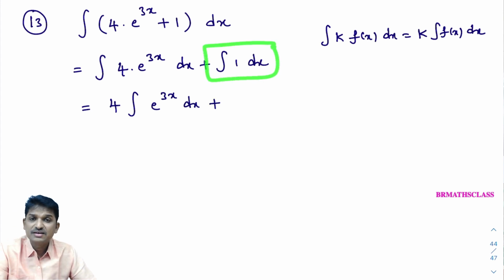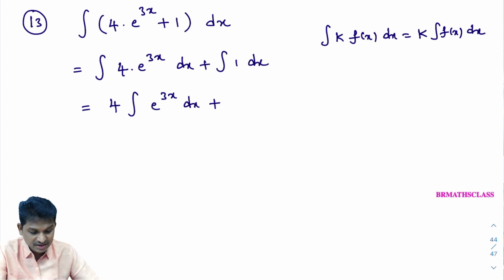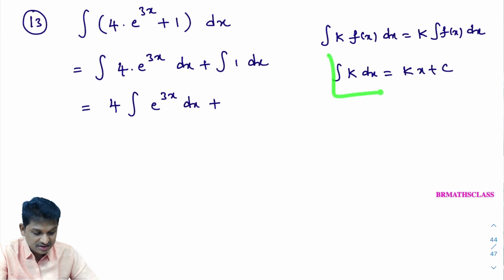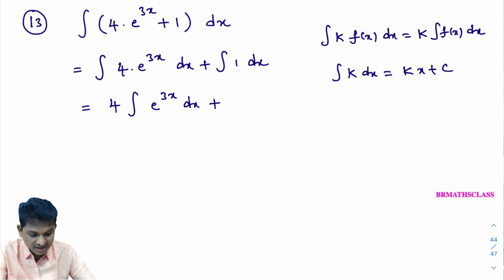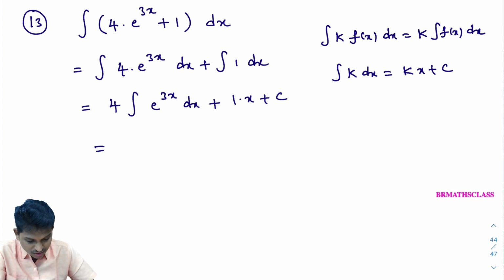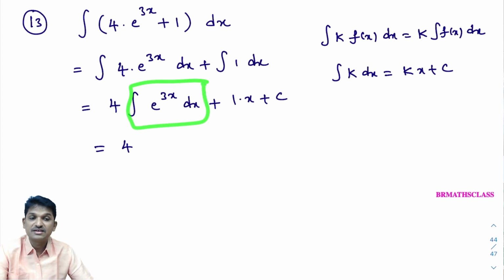How to integrate this? In the last class we learned the integral of k dx. What is the integral of k dx formula? Integral of k dx is kx plus c. In class 1 you learned this formula, right? Integral of 1 dx: in place of k, here 1 is there. Integral of 1 dx is 1 into x plus c. That equals 4 times the integral of e power 3x dx.